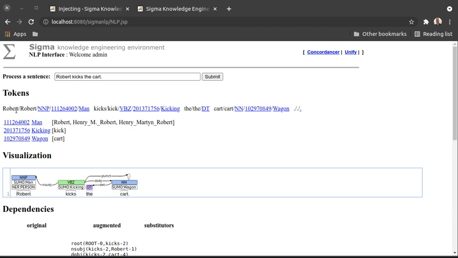We start out by having the Stanford CoreNLP system do some tagging and parsing, determining parts of speech. Robert is a proper noun, an NNP, and we map the proper name Robert through a proper name dictionary that we have that's not originally part of Stanford CoreNLP, and we map it to the SUMO notion of Man, a male human.